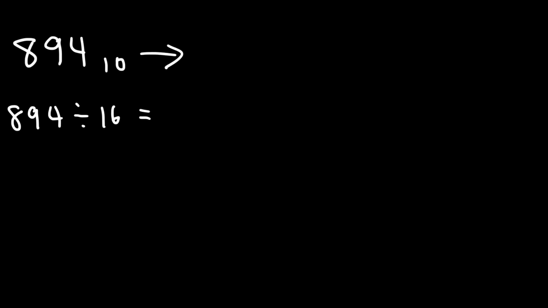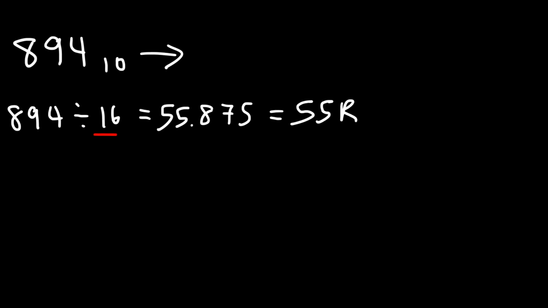894 divided by 16 is 55.875. So that's going to be 55 remainder, and take 0.875 and multiply it by 16. And so that's going to give you a remainder of 14. Now, let's use this number, 55, and let's divide that by 16.